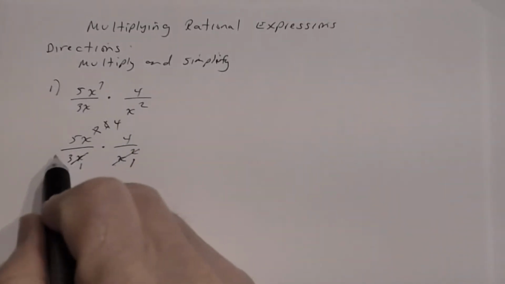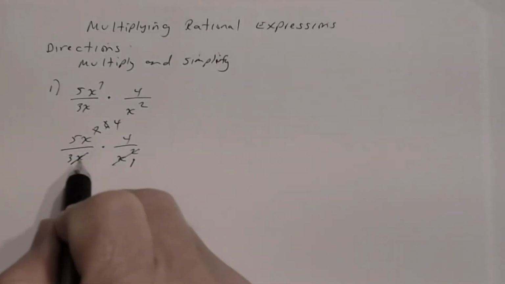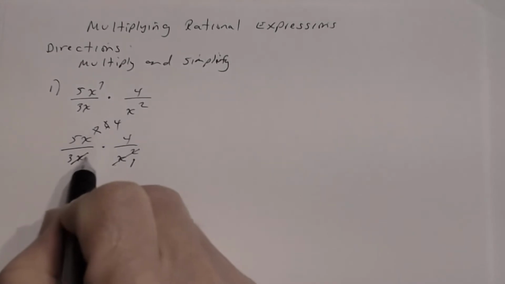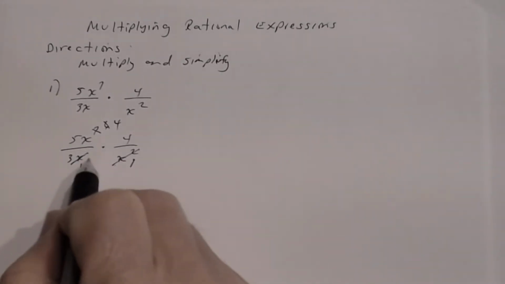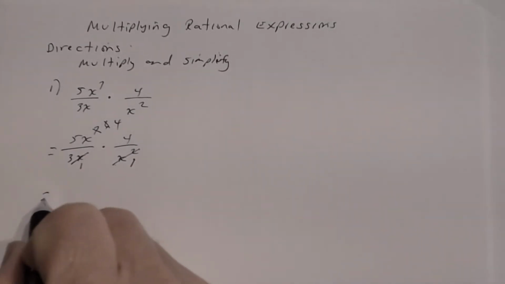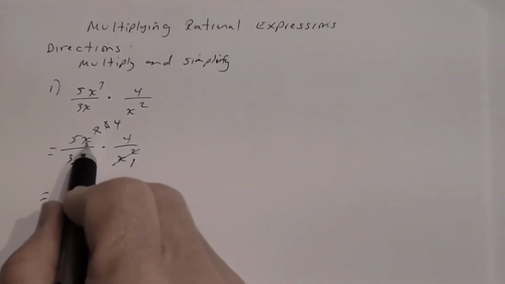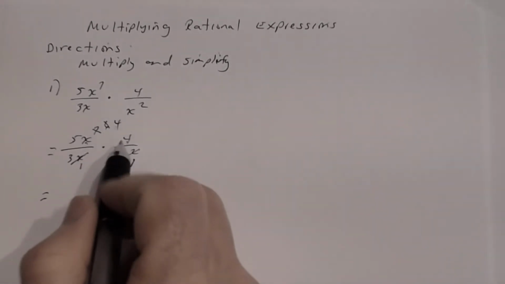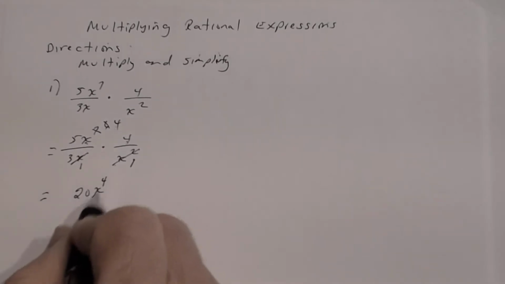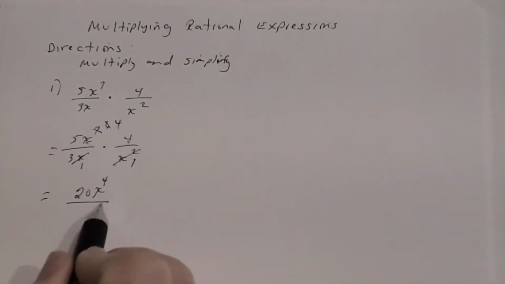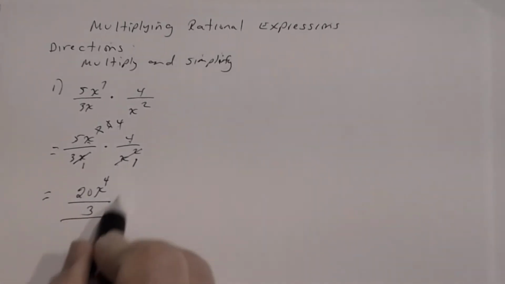Notice that this is becoming a little bit messy, so you have to be careful with your handwriting. That takes care of all the factors. I can't reduce any further, so the answer is going to be 5 times x to the 4th, be careful, x to the 4th times 4. So that's 20x to the 4th, divided by 3 times 1, which is 3.